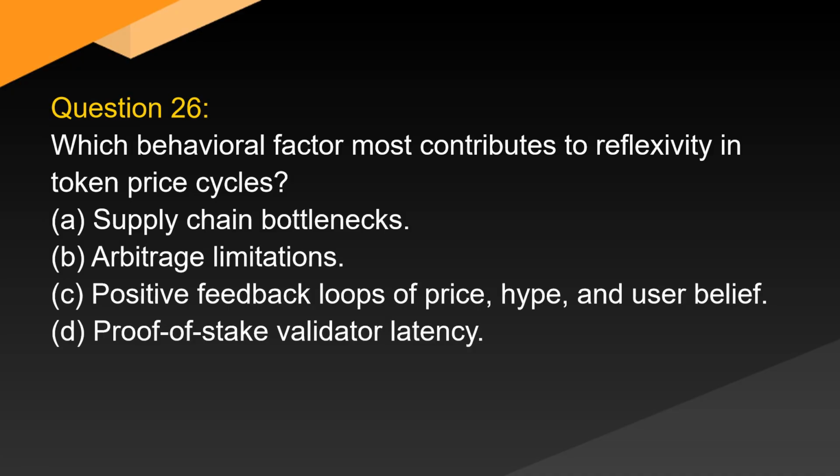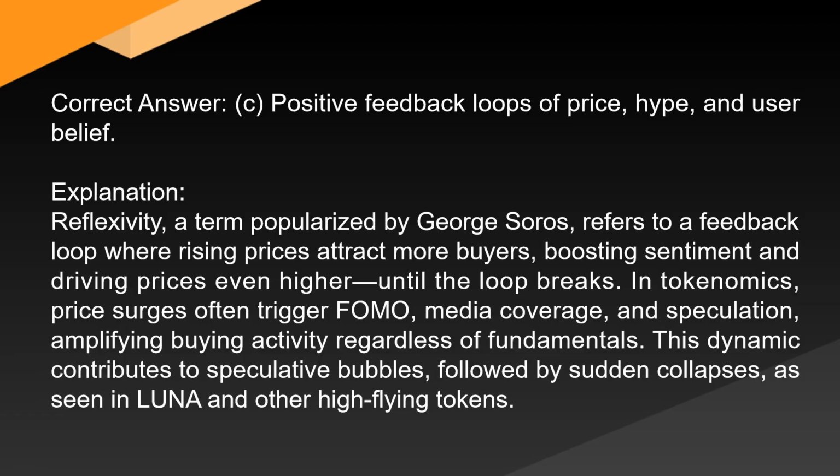Question 26. Which behavioral factor most contributes to reflexivity in token price cycles? A. Supply chain bottlenecks. B. Arbitrage limitations. C. Positive feedback loops of price, hype, and user belief. D. Proof-of-stake validator latency. Correct answer: C. Positive feedback loops of price, hype, and user belief.